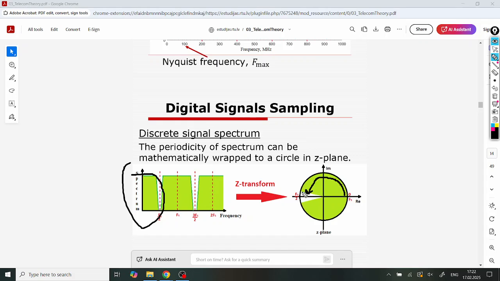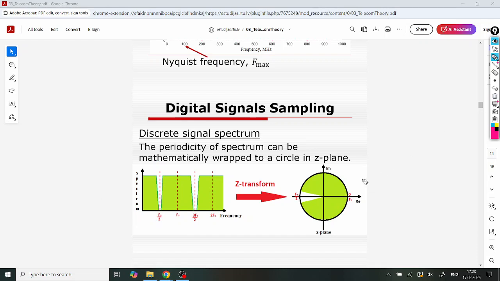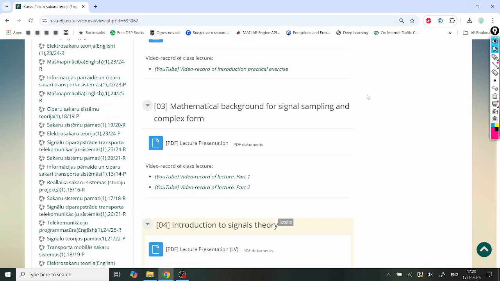You can even see that this amplitude starts decreasing. Then this part here is the next half of the circle. And after that point, it starts to repeat over and over again. So you map this spectrum into the complex Z plane, which allows you to do many things much simpler than in the time domain, maybe even much simpler than in the frequency domain of the Fourier transform.